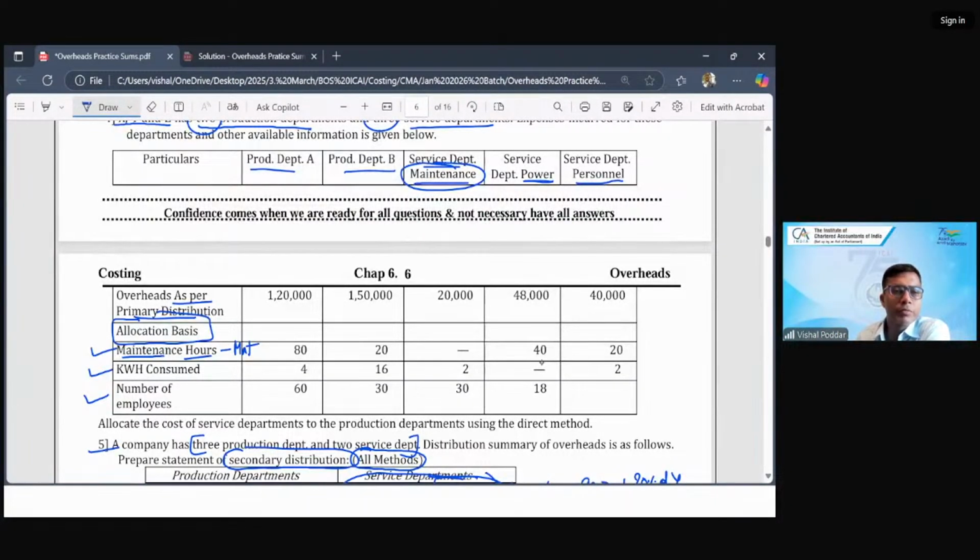Then for power, we already know that even in primary for power, what we do is HP into machine hours. HP is measured by kilowatts, machine hours is hours. So they have already multiplied HP into machine hours. So kWh is HP into machine hours. This is for power. And then personnel means the HR department or the labor related department. So it is number of employees.